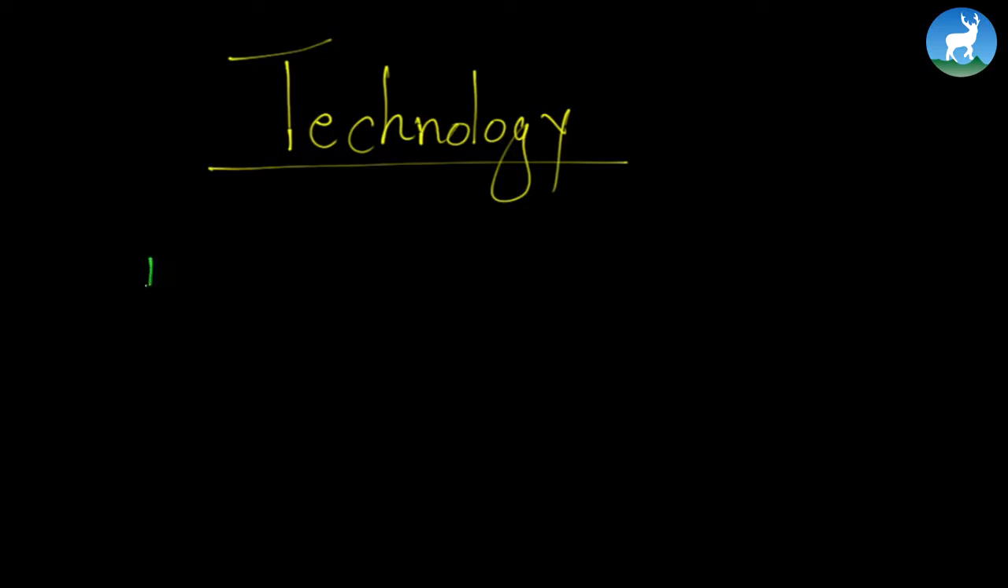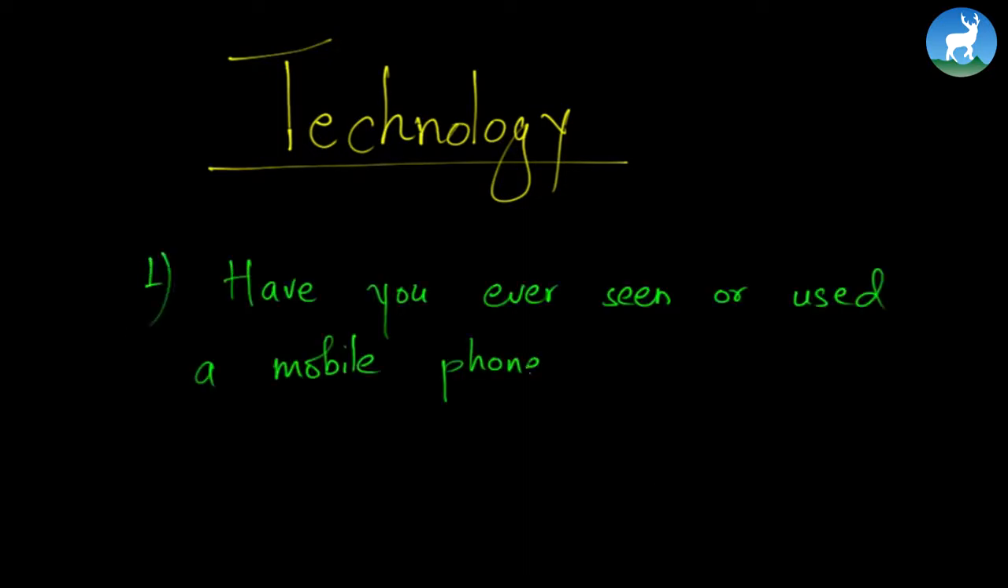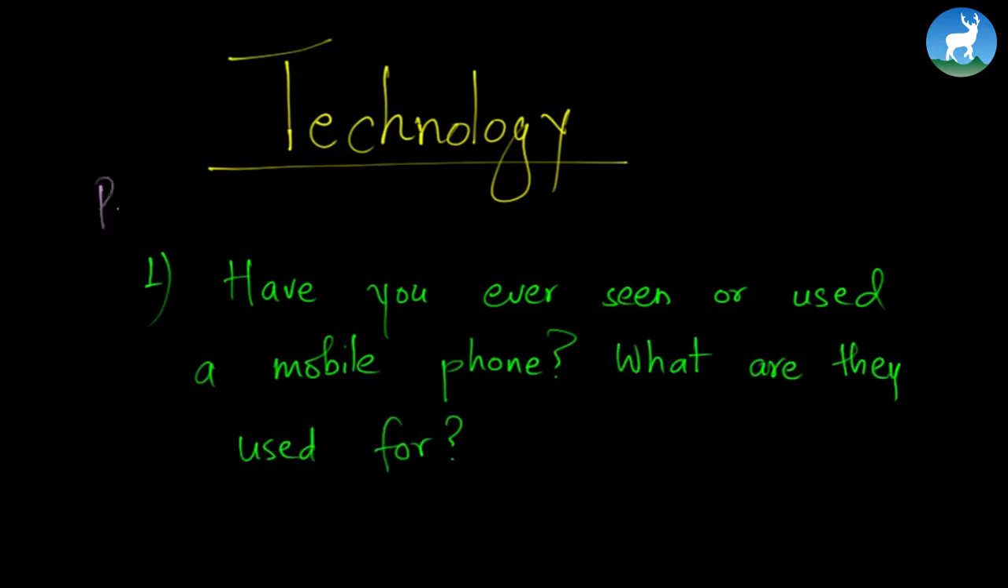The first question on that would be, have you ever seen or used a mobile phone? What are they used for? So this is the first question on the pre-reading section of the reading portion of Unit 6. I'm sure you have. If you have not, no biggie. But my assumption is that you have already used a mobile phone and you know what a mobile phone means, right? What are they used for?